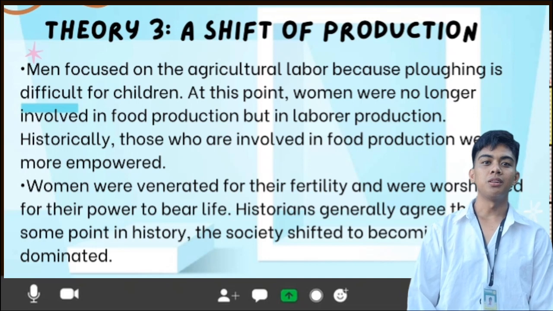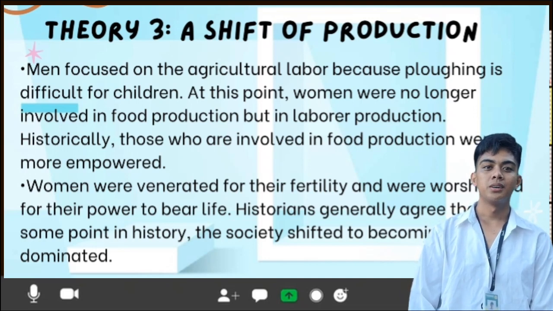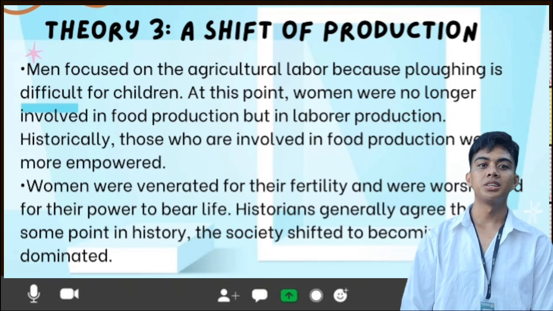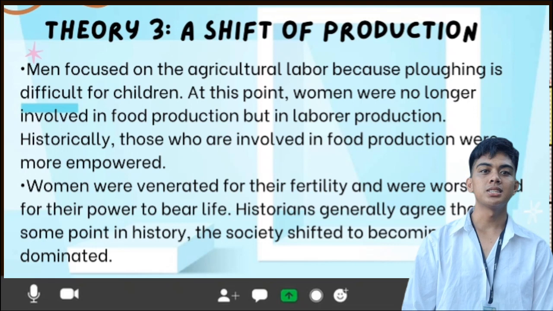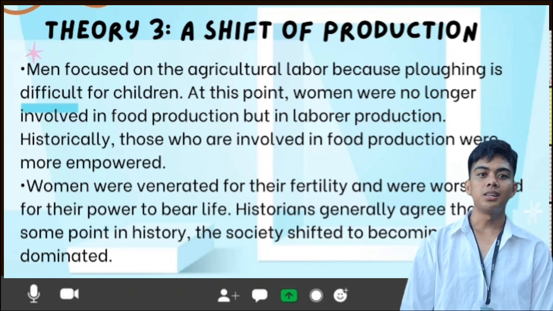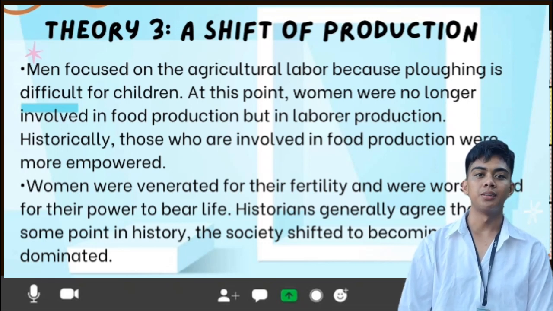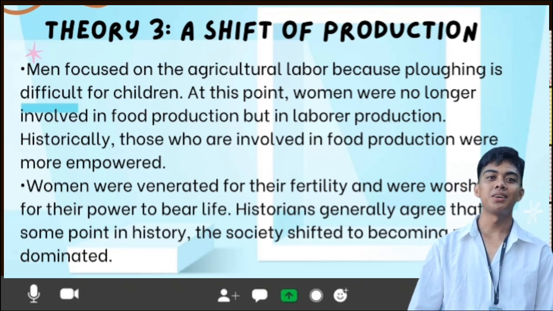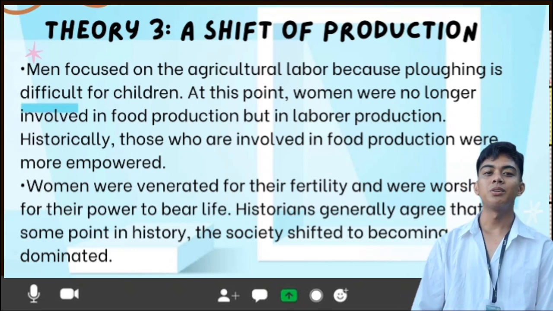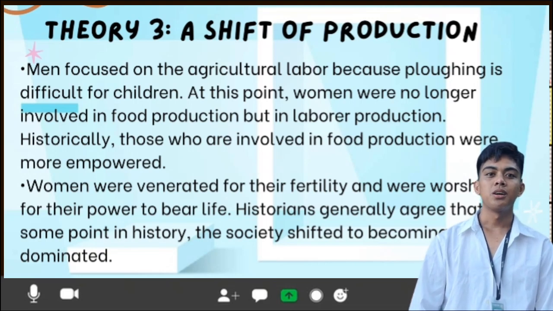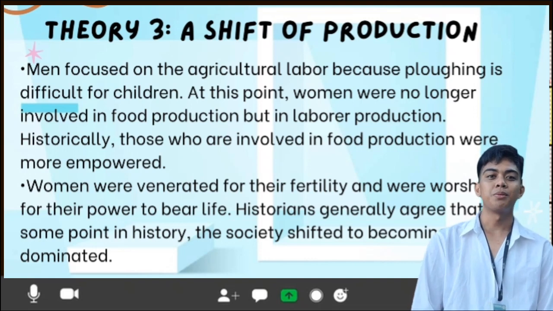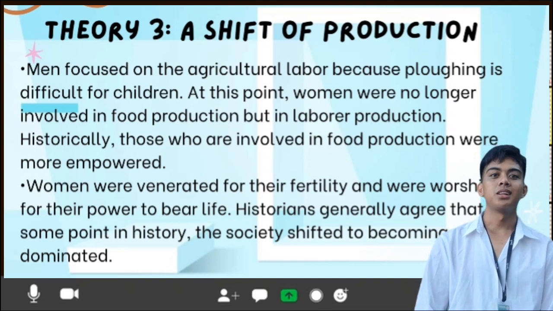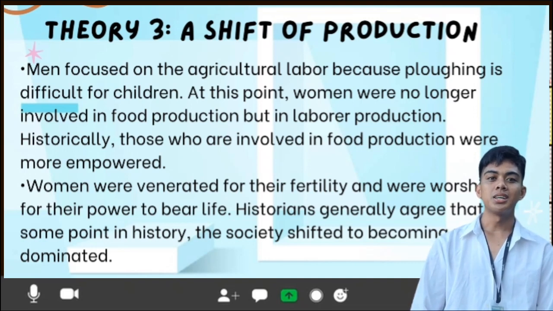Historically, those who were involved in food production were more empowered, venerated for their fertility, and worshipped for their power to bear life. Historians generally agree that at some point in history, society shifted to become male-dominated. Women lost significance in their communities and were withdrawn from public life when their participation in the main economic life was reduced. Their withdrawal became even more pronounced when people, mostly men, were employed as laborers in the commercial cash economy.